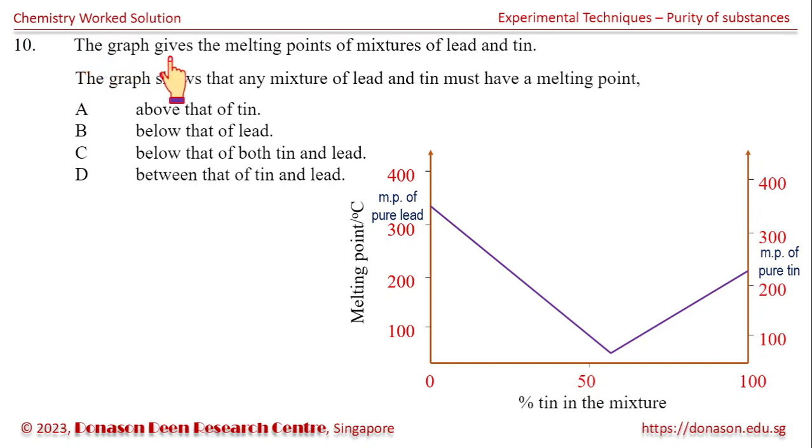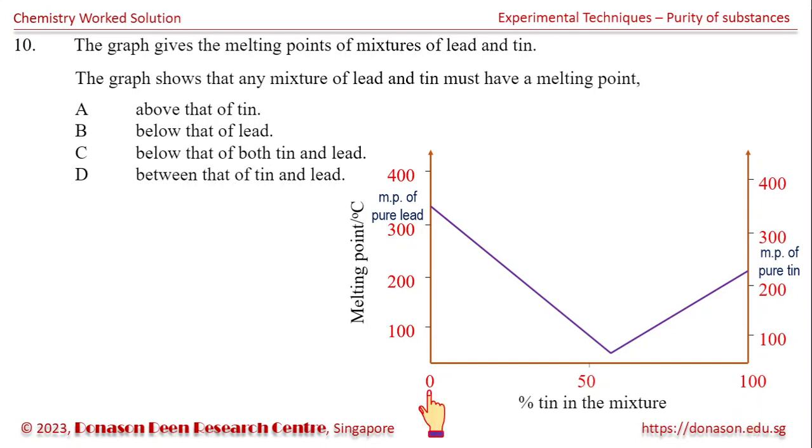The graph gives the melting points of mixtures of lead and tin. The graph shows that any mixture of lead and tin must have a melting point of... In this question, we are supposed to use the temperature chart of the melting point of the alloy to answer this question. The horizontal axis gives the percentage of tin in the mixture.